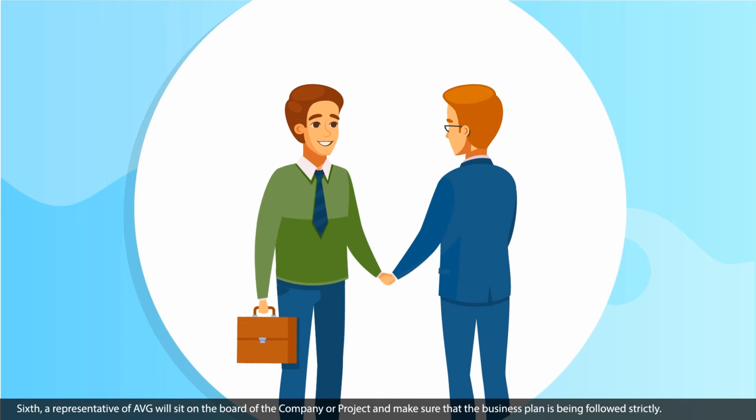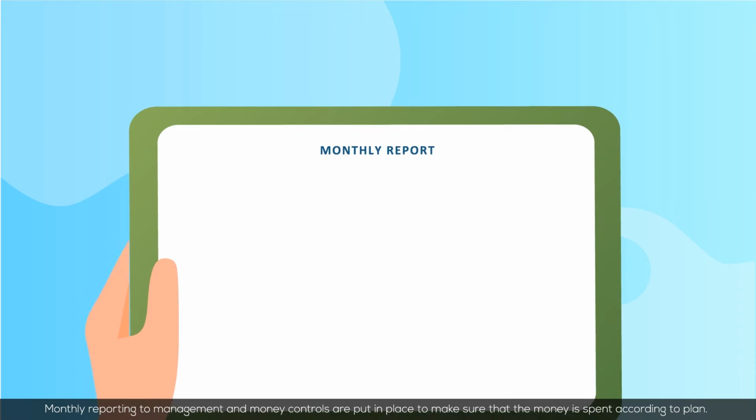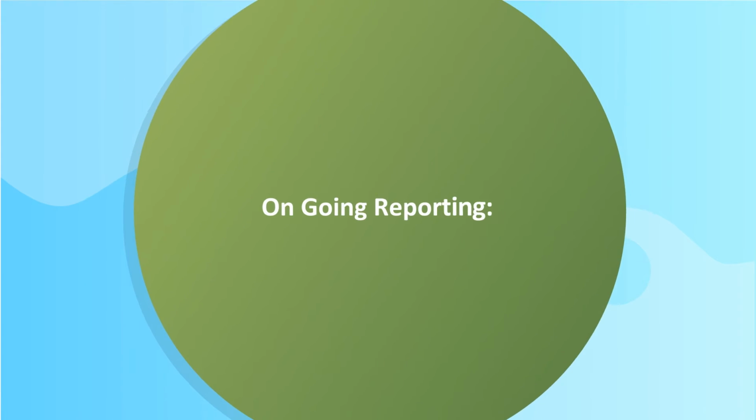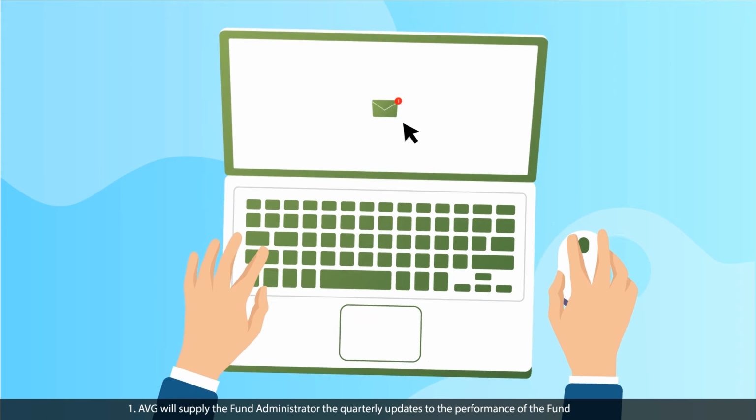Sixth, a representative of AVG will sit on the board of the company or project and make sure that the business plan is being followed strictly. Monthly reporting to management and money controls are put in place to make sure that the money is spent according to plan.